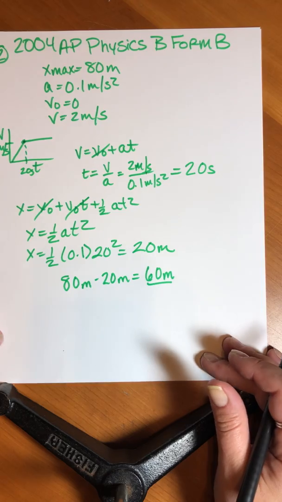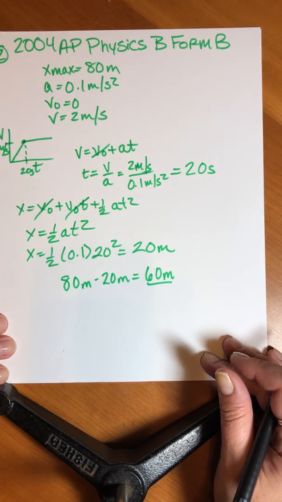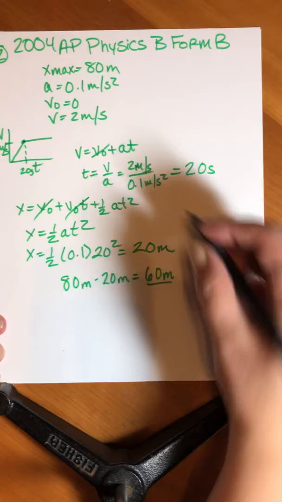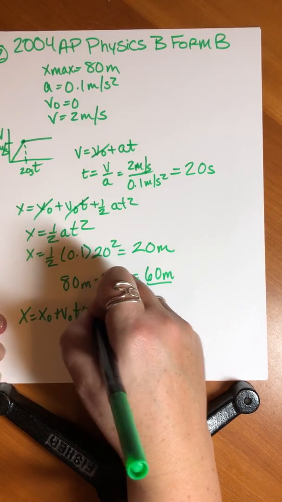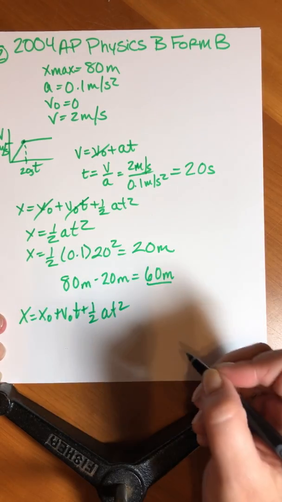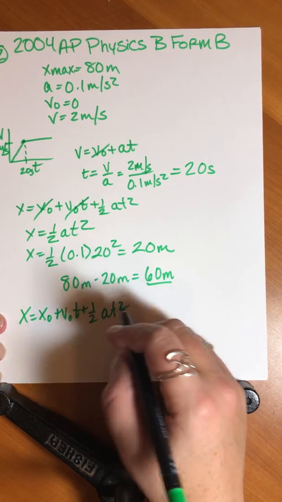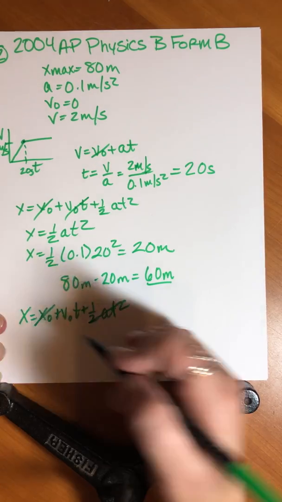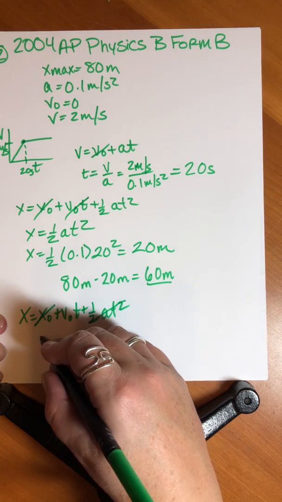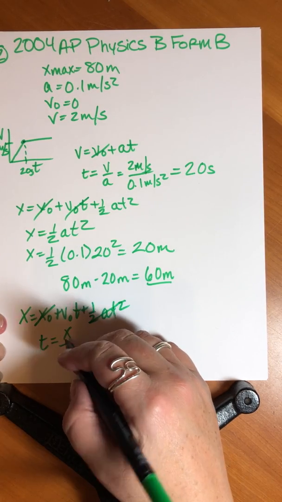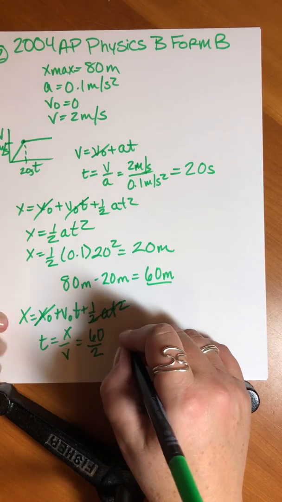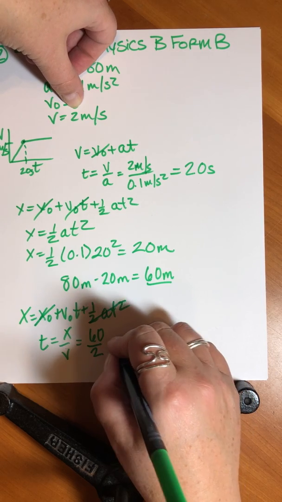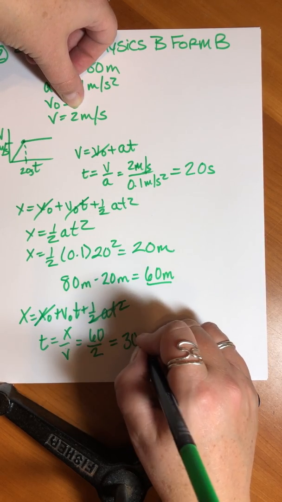So we have the time for the accelerating part, so now we need to figure out the time for the constant velocity part, which again, easy. We're still going to use our second kinematics equation, X equals X naught plus V naught T plus 1/2 AT squared. But again, this is the constant velocity part of our trip, so we're not accelerating. I can just make my X naught 0 and set X to 60 meters here. And so time equals X over V. So this is 60 over 2, where V is the constant velocity, 2 meters per second. So our time here is 30 seconds.